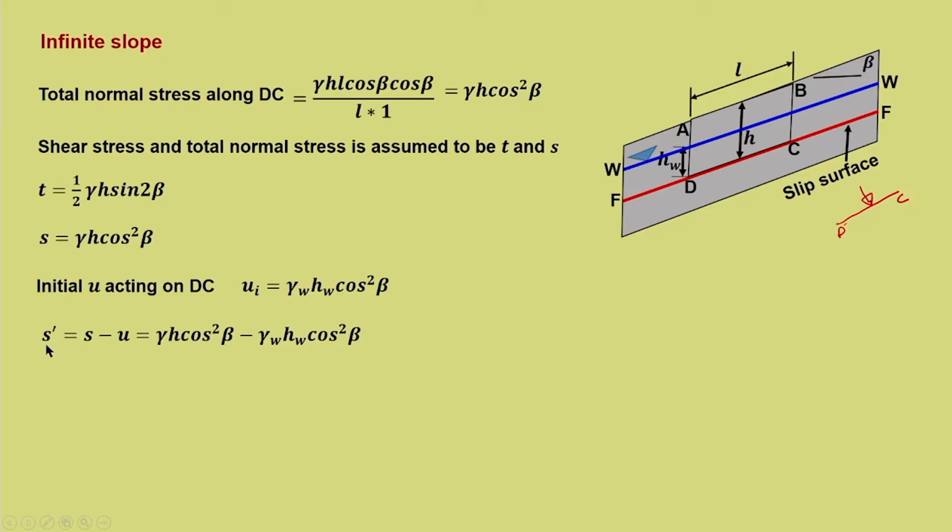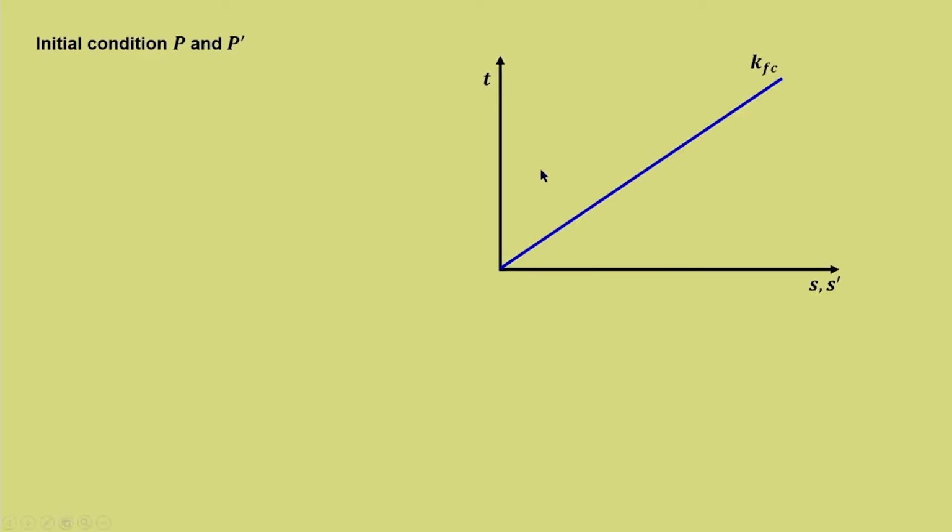For effective stress path we need S dash equal to S minus U, that is gamma H cos square beta minus gamma W H W cos square beta. So, that gives S dash as cos square beta into gamma H minus gamma W H W. So, initial condition P dash. Let us try to plot these conditions on the T S S dash plot.